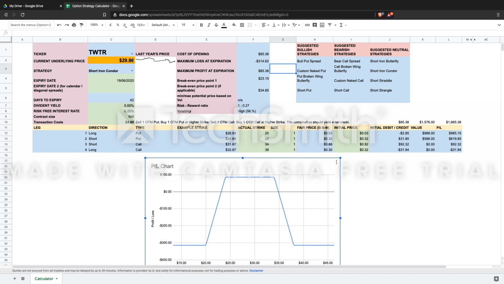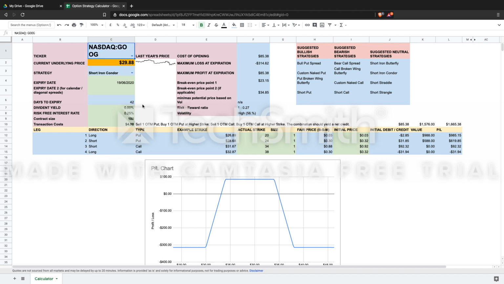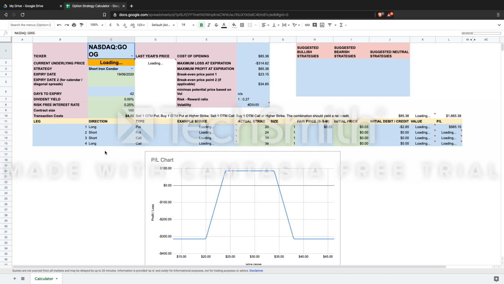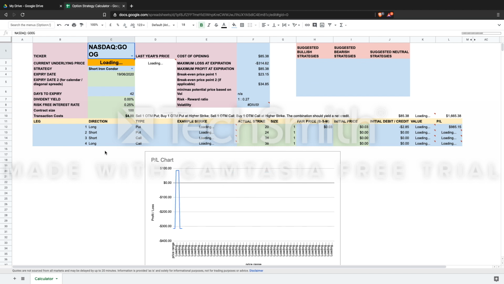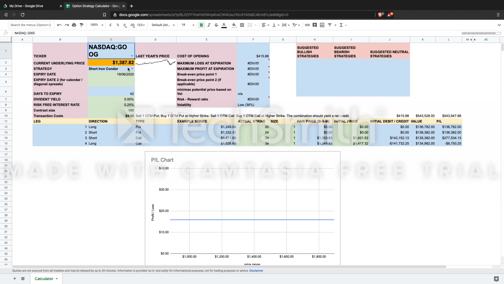Let's look at another example. So we've looked at a bullish strategy, we've looked at a neutral strategy, let's look at the bearish strategy and see how the calculator would work. So in this case, let's go ahead and select Google, and again wait for the price to load. So here we have it. It's currently trading at $1,300, almost $1,400 per share.